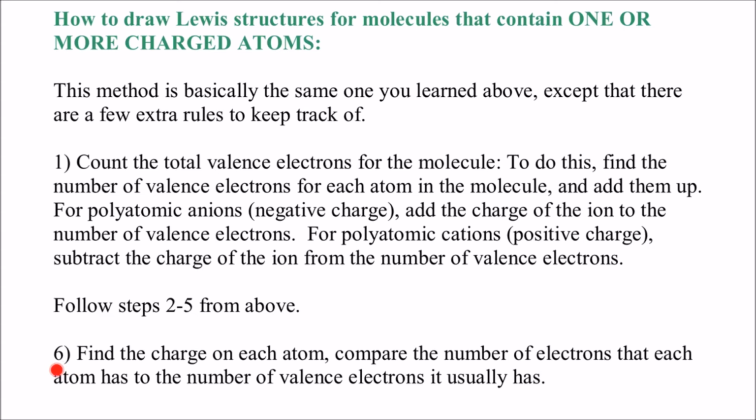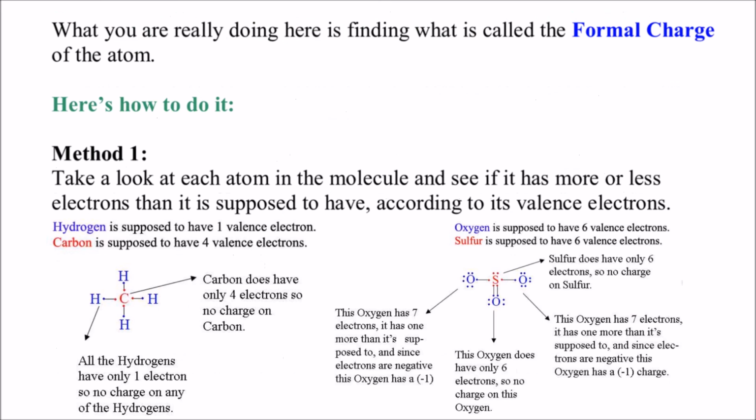And now we're at this step 6 where we need to find the charge on each atom. That's called finding the formal charge. Alright, there are 2 ways to do it, and I'm going to show you how to do each of them. The first one is what I call by inspection. We look at everything based on the number of valence electrons that an element has.